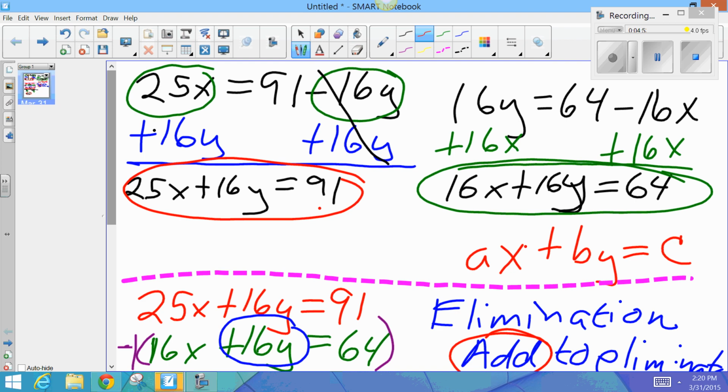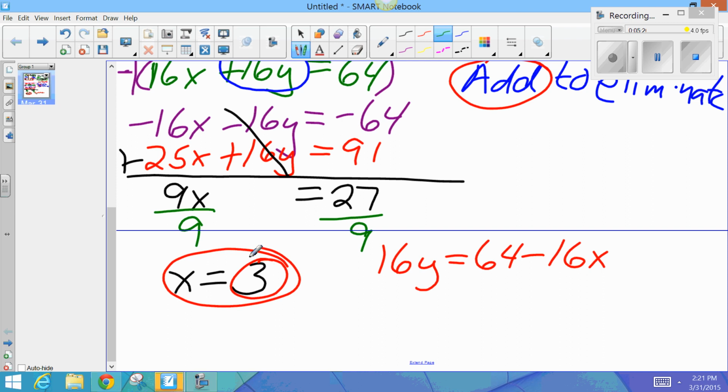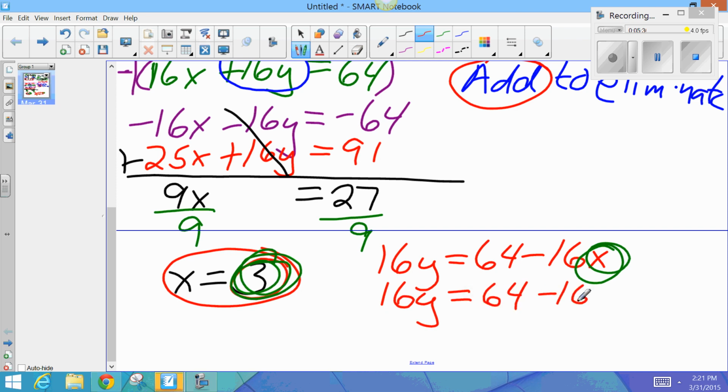I think I'm going to plug it into the second equation. The second equation was 16y equals 64 minus 16x. And I'm just going to plug in x equals 3. Let me circle that in green because I'm going to put it here in green. So I've got 16y equals 64 minus 16 times 3.